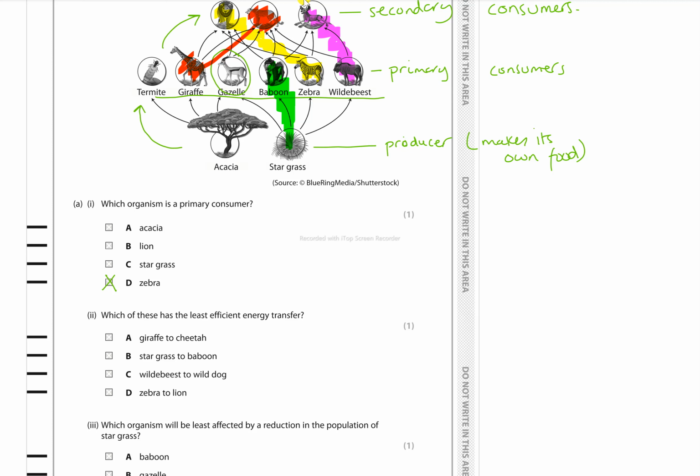Energy transfers are dropping each time, but this one here, not all of it's going to be eaten. It's going to be wasted, excretion, and there'll be a lot of waste. You can't eat the roots, etc. So which of these has the least efficient energy transfer? So it'll always be from primary to one of them. So they're more efficient when they grab hold of them. And that's what it is. It's stargrass to baboon. We'll have to live with that.